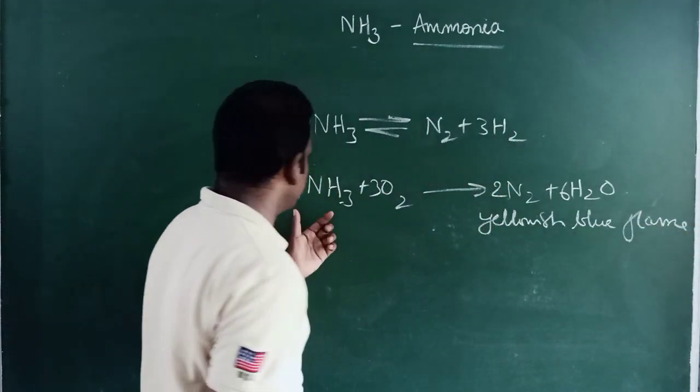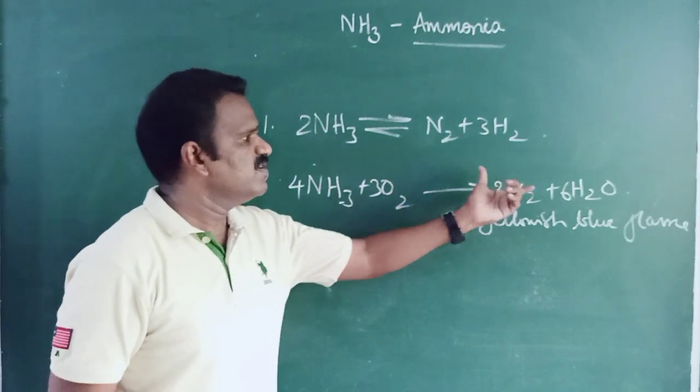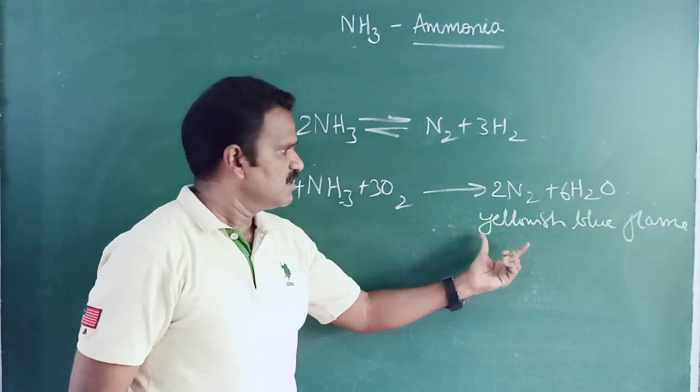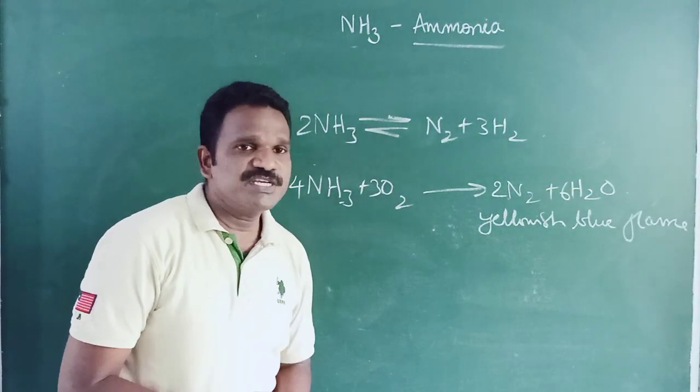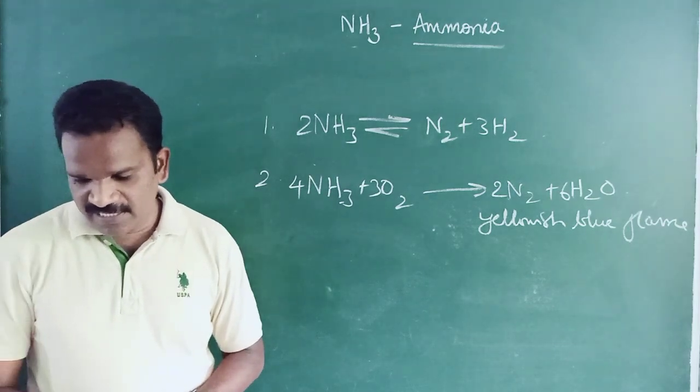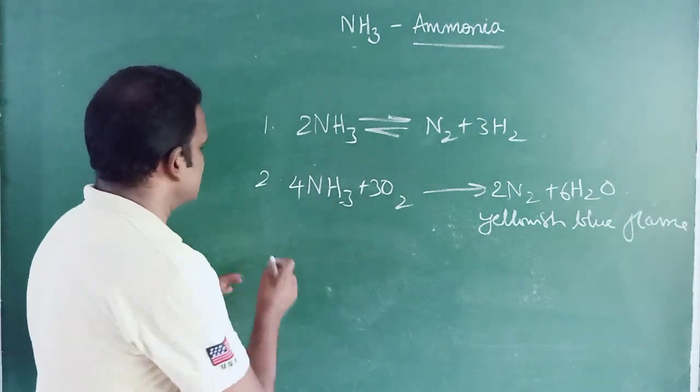Very important equation, put it in your mind. Ammonia treated with oxygen, we will get nitrogen and water. What is the color of the flame? Yellowish blue flame. Next, catalytic oxidation of ammonia.